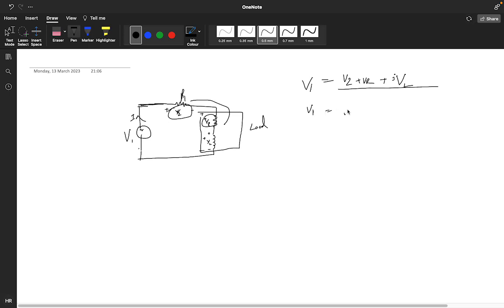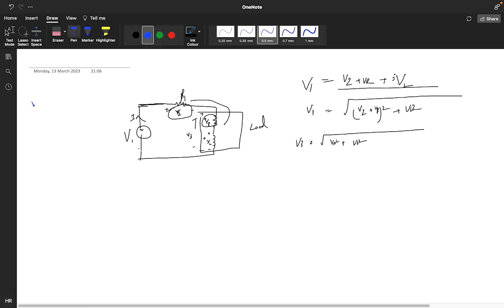If you want to calculate this, what will be the result? V1 is equal to root under (V2 plus VR) square plus VL square. And this was your positive negative V3. So V3 will be root under VR square plus VL square.